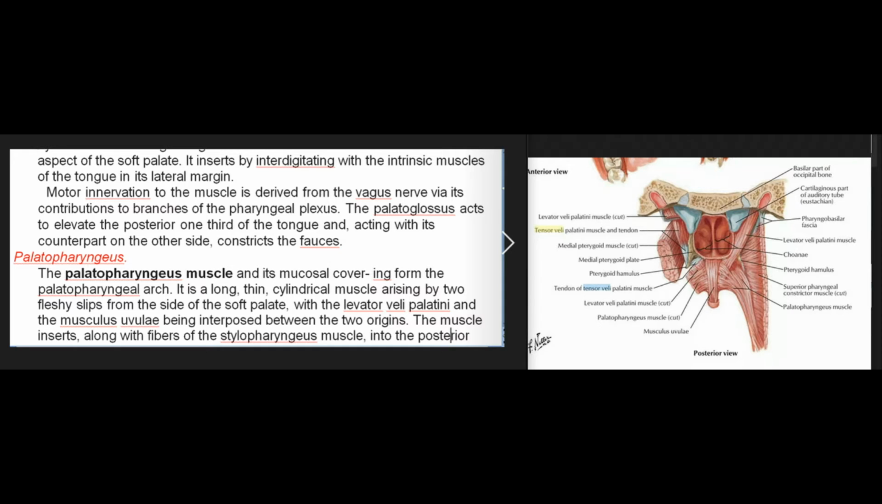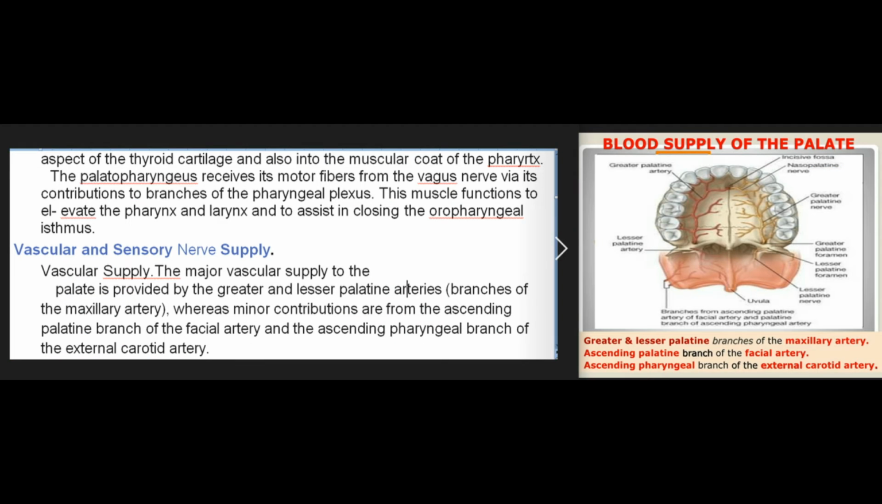Palatopharyngeus. The palatopharyngeus muscle and its mucosal covering form the palatopharyngeal arch. It is a long, thin, cylindrical muscle arising by two fleshy slips from the side of the soft palate, with the levator veli palatini and the musculus uvuli being interposed between the two origins. The muscle inserts, along with fibers of the stylopharyngeus muscle, into the posterior aspect of the thyroid cartilage and also into the muscular coat of the pharynx. The palatopharyngeus receives its motor fibers from the vagus nerve via its contributions to branches of the pharyngeal plexus. This muscle functions to elevate the pharynx and larynx and to assist in closing the oropharyngeal isthmus.